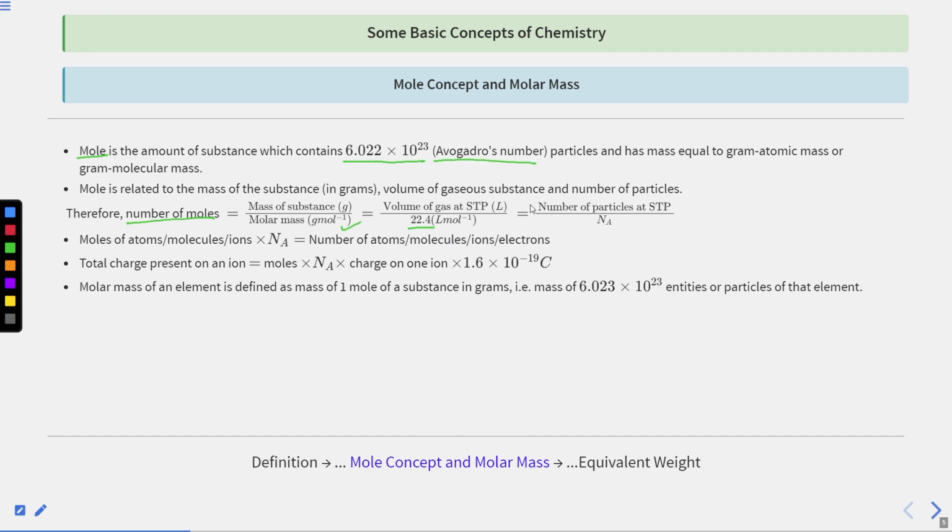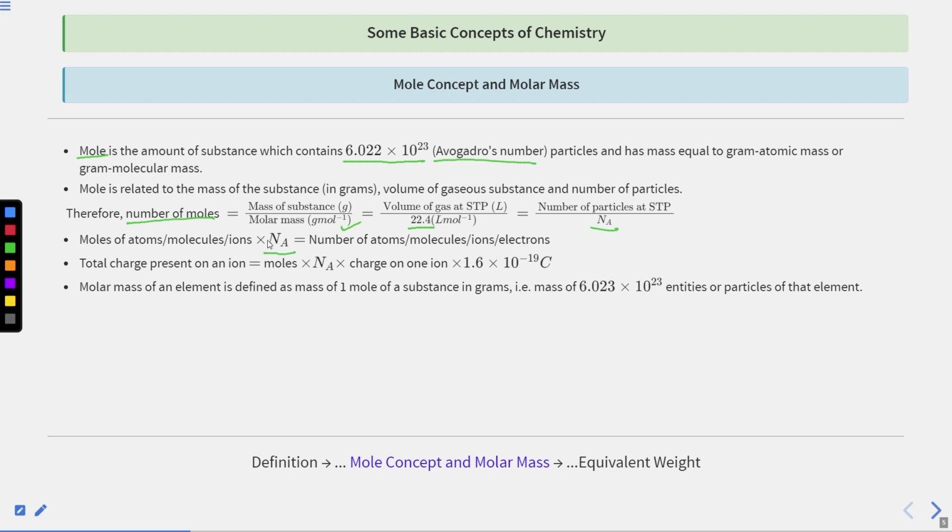And the number of moles can also equal the number of particles divided by Avogadro's number, that is, 6.022 × 10^23. So, moles of atoms, molecules, or ions multiplied by Avogadro's number gives the number of particles.